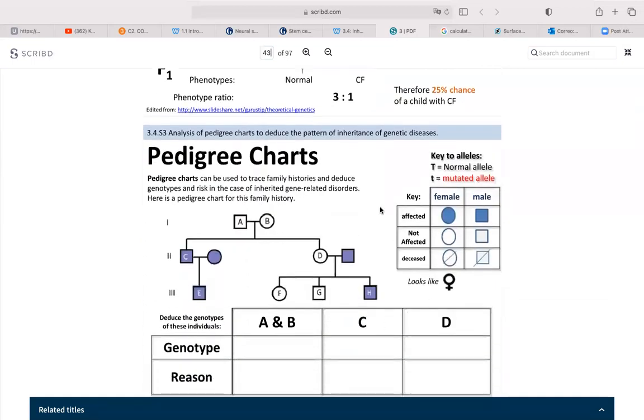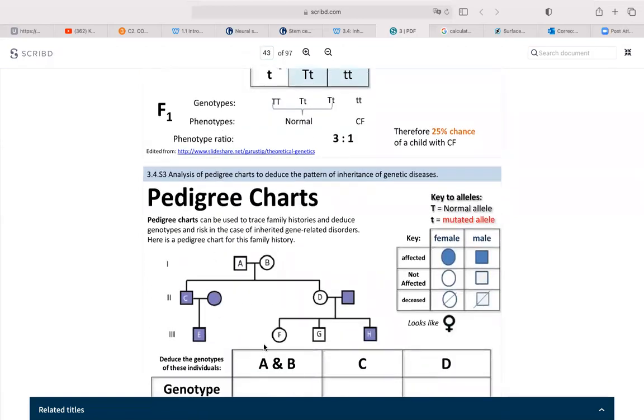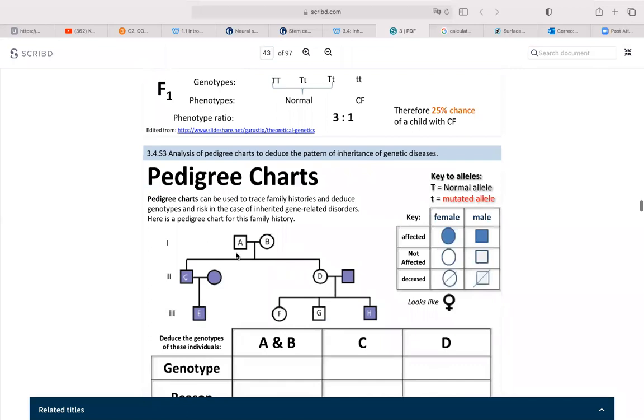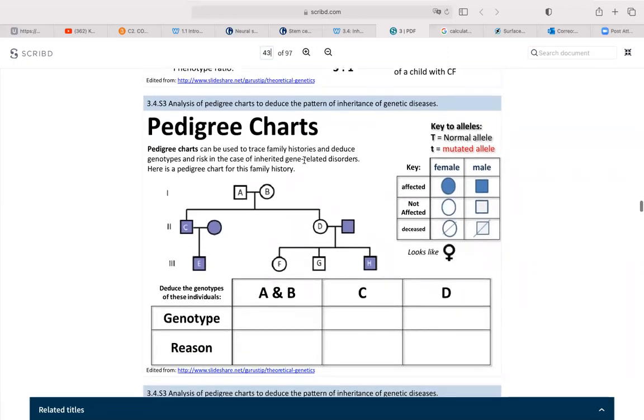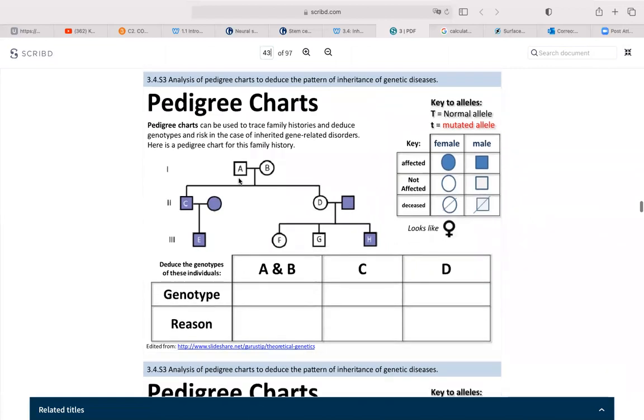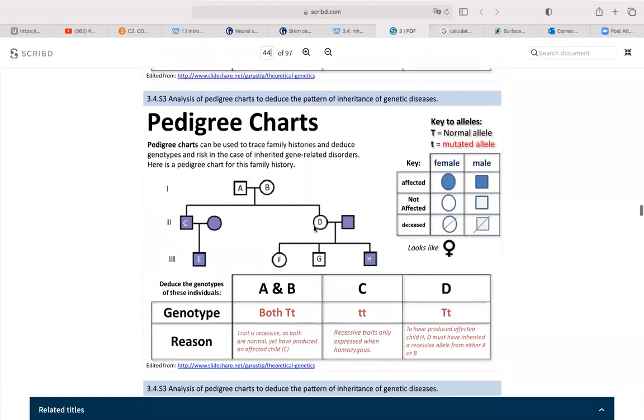Another pedigree chart. Remember, this is a Punnett grid, and this is a pedigree chart. Both are different. In this one, you can see family histories and how the disease has been spread, okay? This is used to show inherited gene-related disorders. As you can see here, we have the same. You have to use the key to identify that. Again, we have an uppercase T as a normal allele, and a lowercase t as a mutated allele. Okay, so you have the pedigree chart and both parents are Tt, so they have the dominant allele, right? Both parents have this kind of alleles.